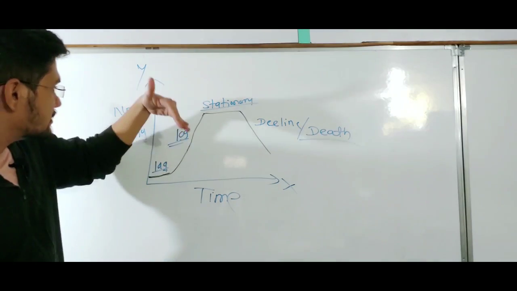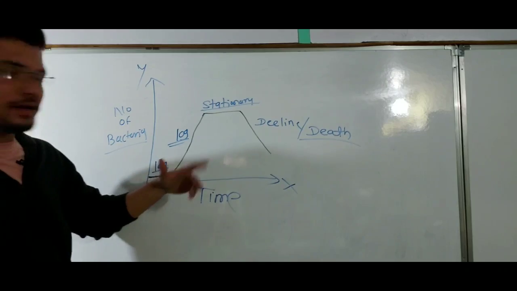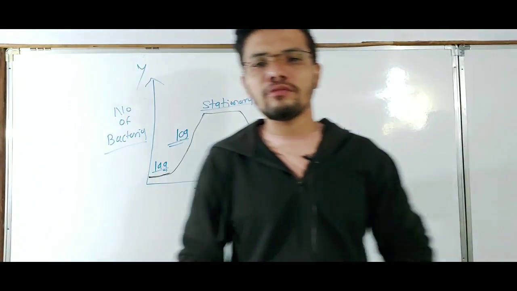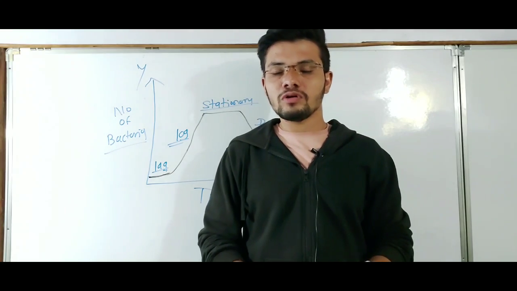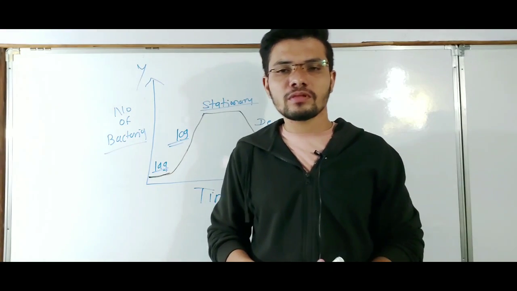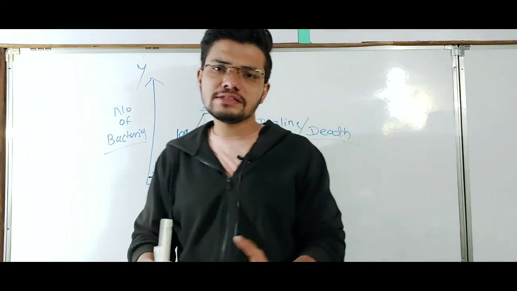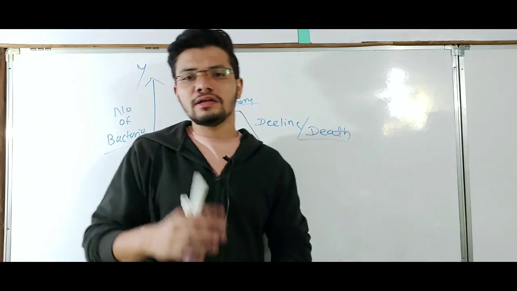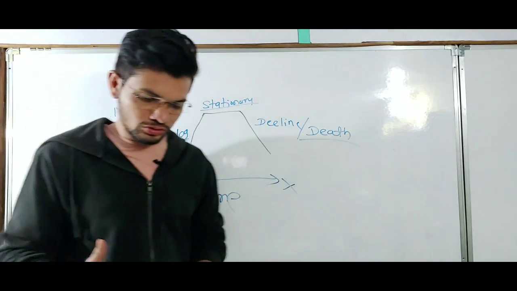So their number starts to decrease during the decline or the death phase, because they do not have enough food, or we can say they don't have any food remaining in the batch culture. So that's why this decline phase occurs, and this is the last phase of the bacterial growth curve.